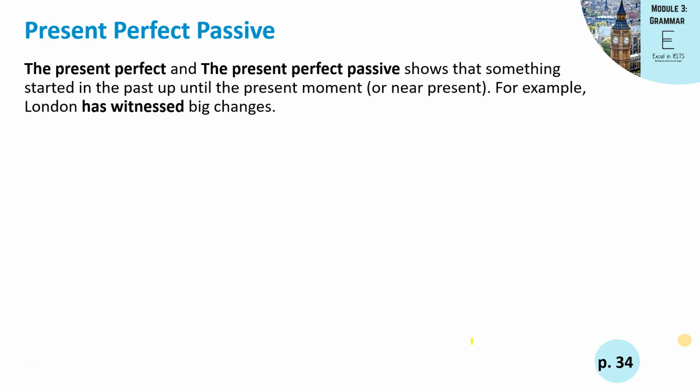As you already know, the present perfect is used to talk about actions or events that have started in the past and are still carrying on into the present. So for example, London has witnessed big changes. So these changes haven't finished yet. We're still going through quite a lot of changes to this date. So the form is object plus have or has plus the past participle.